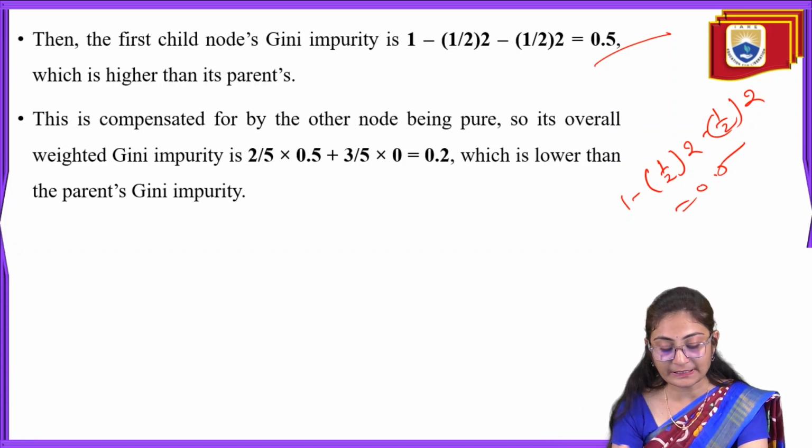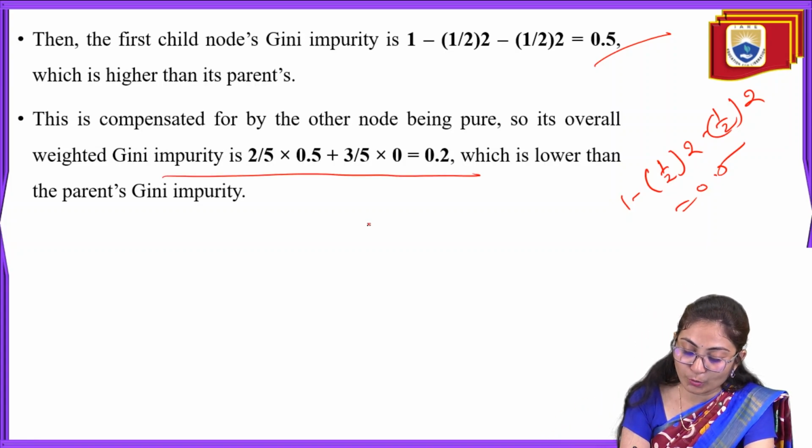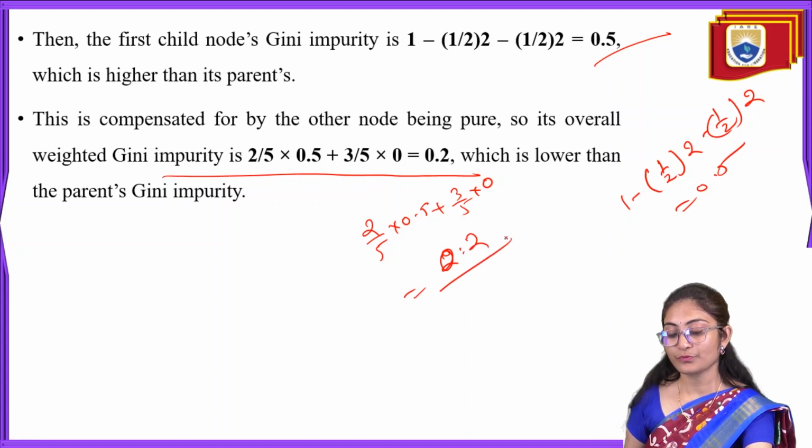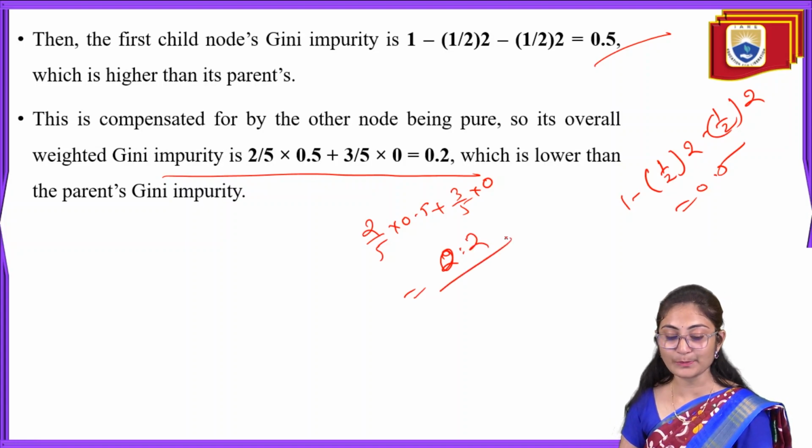So its overall weighted Gini impurity is 2/5 × 0.5 plus 3/5 × 0. So we get 0.2, which is lower than the parent's Gini impurity.